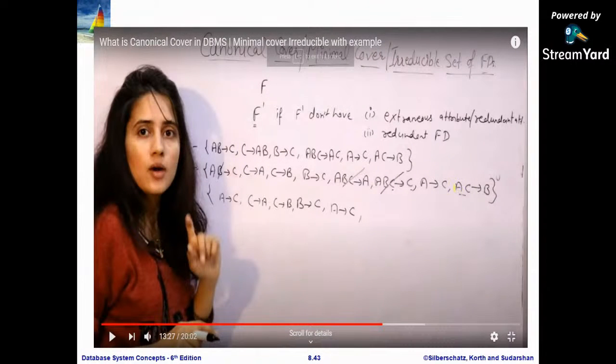Now we will see AC tends to B. In the AC tends to B, you can see that A tends to C. So you can either remove A or C from it. So you are left with either A tends to B or C tends to B. You can be left with A tends to B, so you can remove C. So now you are left with B tends to C, C tends to A, C tends to B.